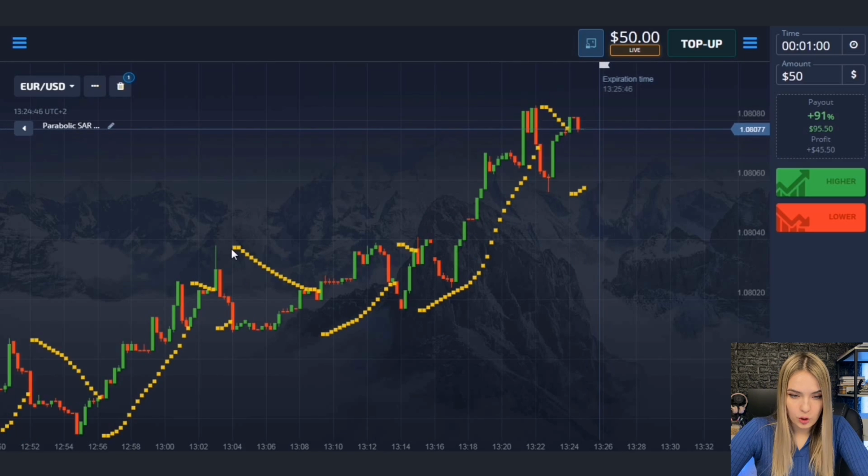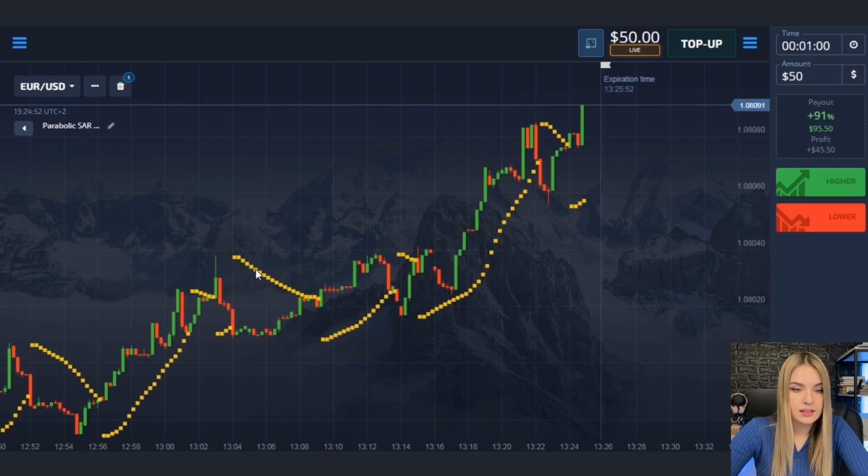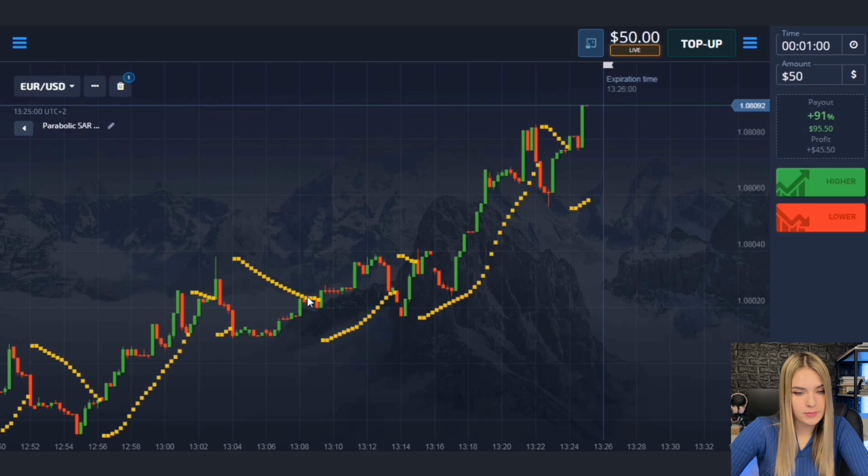What is a signal to open a deal? The signal is the moment when, for example, dots appear above our chart. This tells us that there will be a downside movement in the near future. Also, a change in the trend signals the approach of the moment when the points begin to approach directly to the candles themselves, which in turn also tells us that the price will rise in the near future.